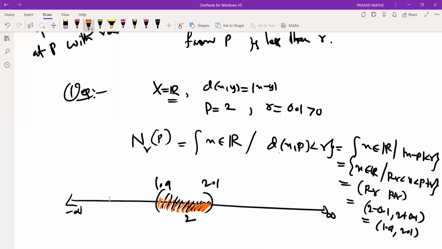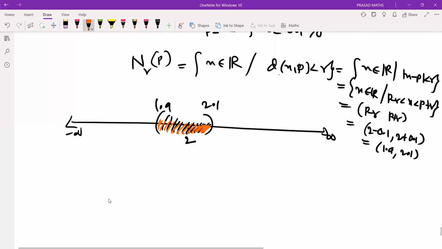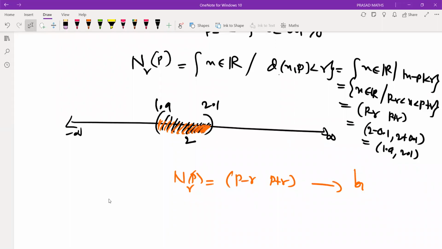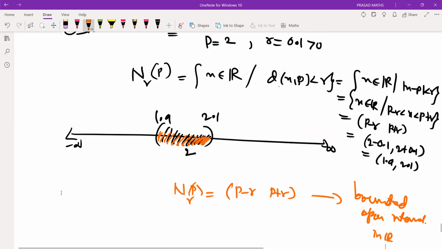So what you observe in general is that the neighborhood of P with radius R in R is exactly the bounded open interval from P minus R to P plus R. Understand? In the real line R, any neighborhood is always bounded, because the lower bound is P minus R and the upper bound is P plus R. So the neighborhood is bounded in R. This is about the neighborhood of a point with radius R.